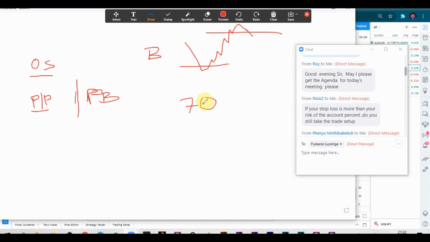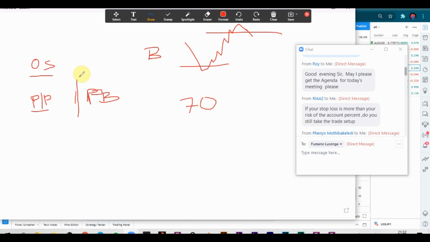It's accurate like 70% of the time, guys. Just spotting oversold, overbought, oversold, overbought. So it's a good indicator to use for entries, oscillators.